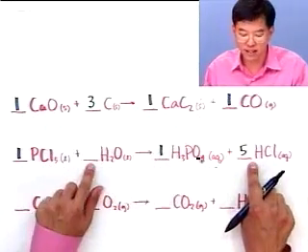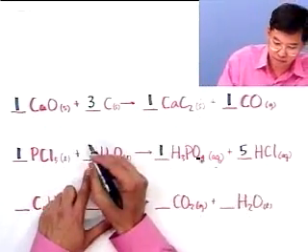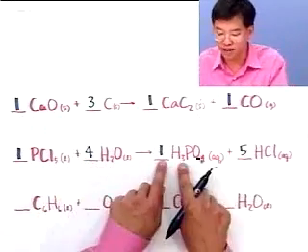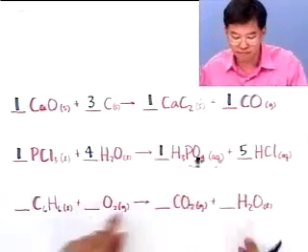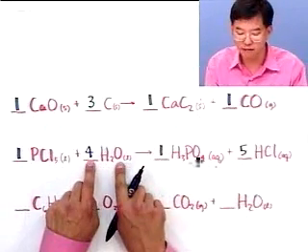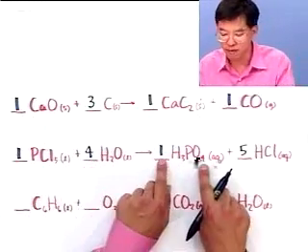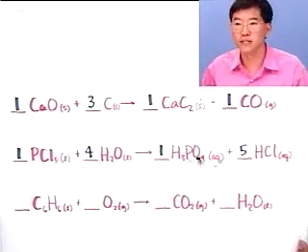There are 8. Then this number has to be a 4. This coefficient has to be a 4 because 4 times 2 is 8, and 3 plus 5 is 8. And now let's check the waters. We have 4 waters. Check the oxygens. We have 4 oxygens, and we have 4 oxygens. So this is a balanced reaction.